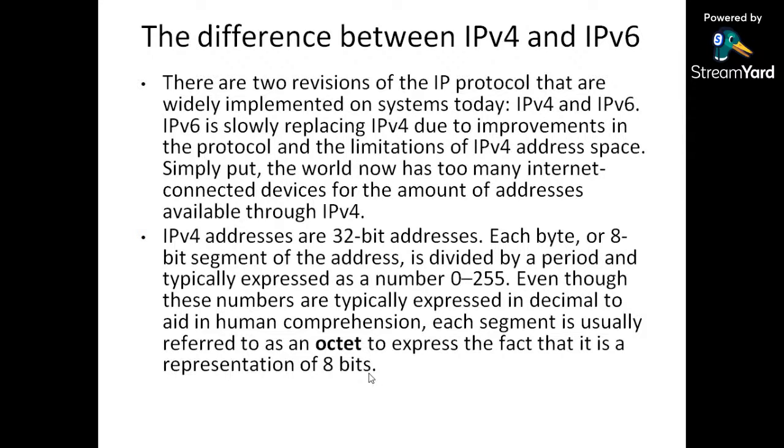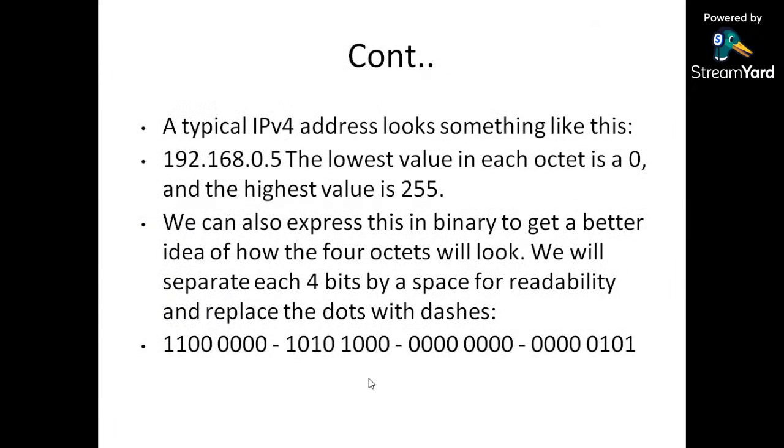IPv4 addresses are 32-bit addresses. Each byte, or 8-bit segment, of the address is divided by a period and typically expressed as a number from 0 to 255, even though these numbers are typically expressed in decimal to aid human comparison. Each segment is usually referred to as an octet to express the fact that it is a representation of 8 bits. A typical IPv4 address looks something like 192.168.0.5. The lowest value in each octet is 0 and the highest value is 255.